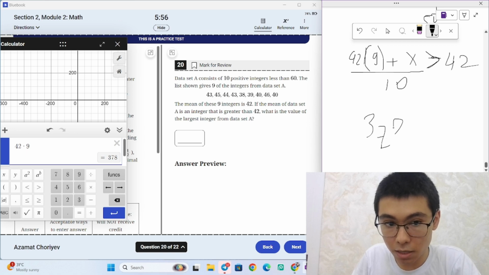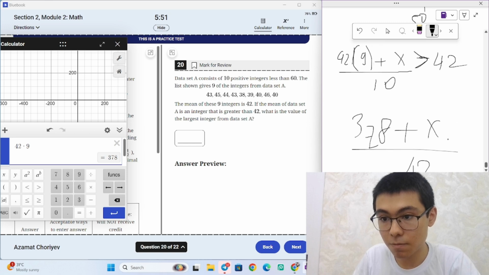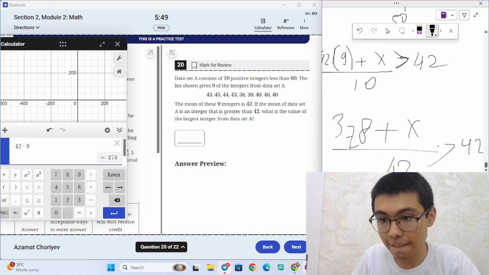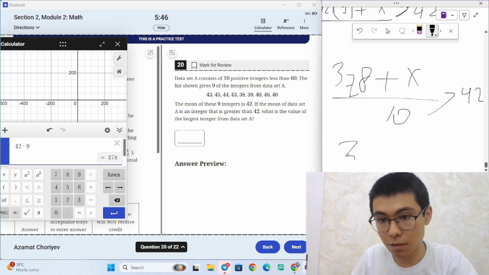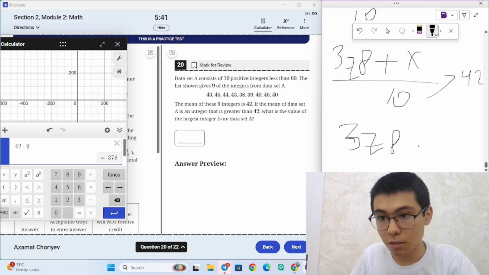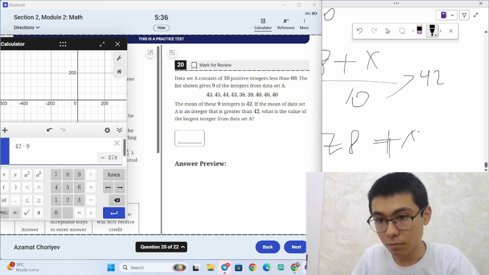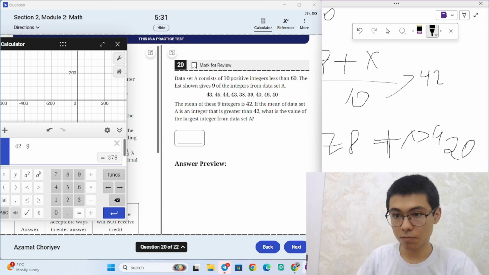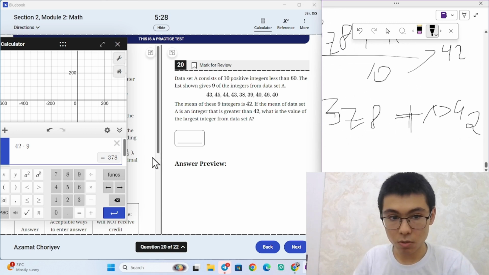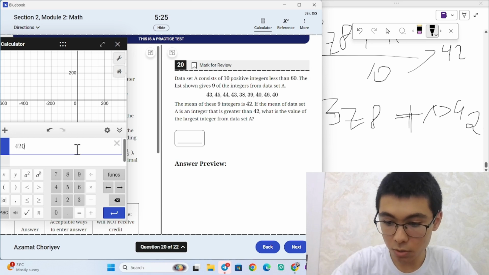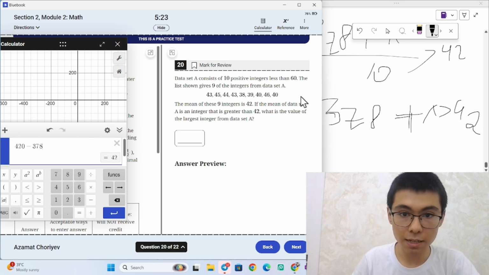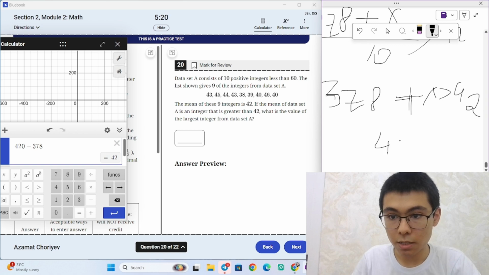378 plus x, and this is divided by 10, equals 42. Okay, 378 plus x equals 420. Okay, so 420 minus 378, so I get 42, and it's gotta be more.